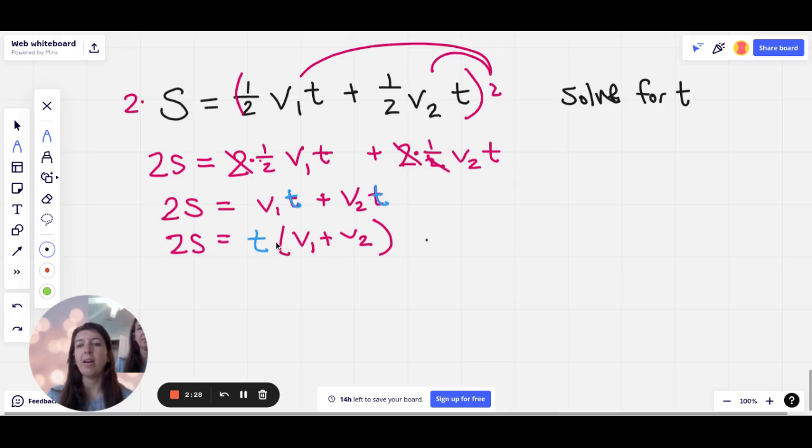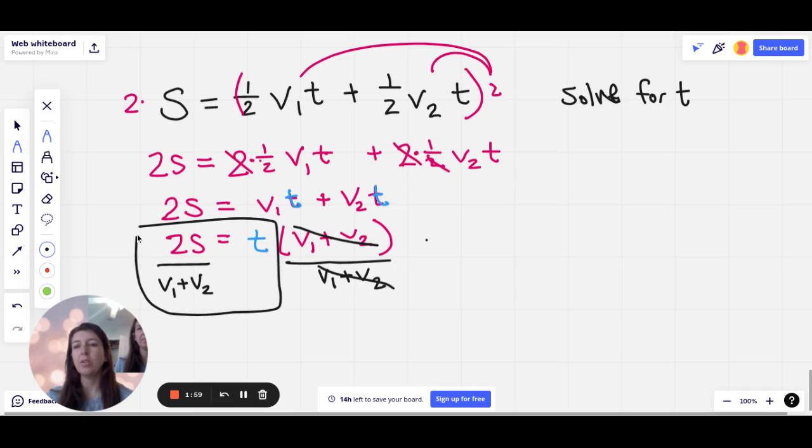When I divide both sides by V1 plus V2, then this crosses out on the right side. This V1 plus V2 over V1 plus V2, they cross out. That just turns into 1, right? They simplify to 1. So my answer is t equals 2s over V1 plus V2.